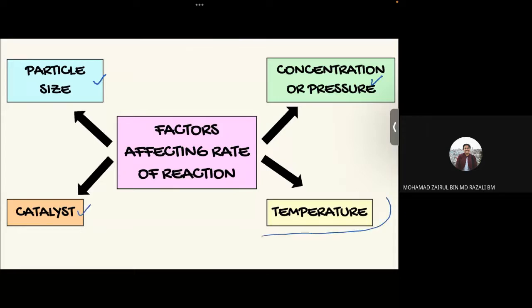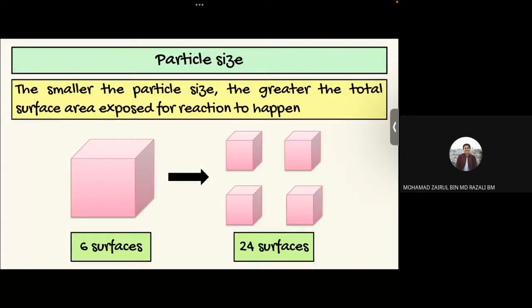Temperature ni dia involve calculation. Dan involve awak kena plot graph. Dan temperature ni dia panjang sikit. So kita akan tengok 3 je lah. Okay. So kita tengok particle size. Okay, the smaller the particle size, the greater the surface area exposed for the reaction to happen.